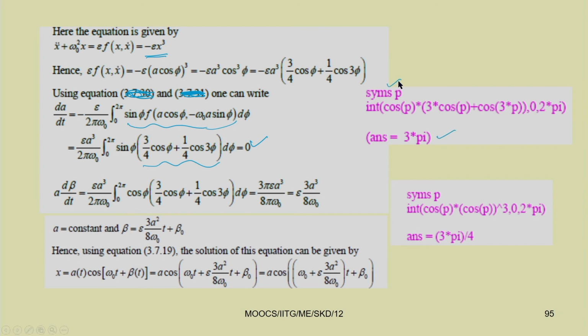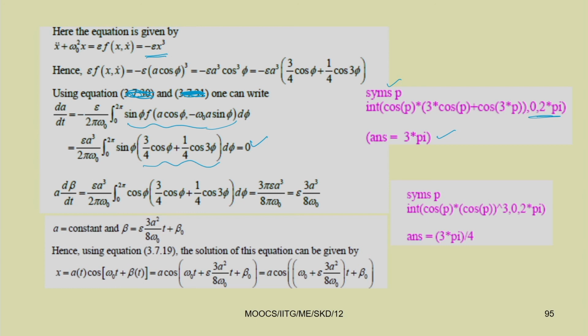If you are writing, simply write SYMP S P for this phi we have written. So, integrate, using the int function, cos phi into 3 cos phi plus cos 3 phi, from 0 to 2 pi. You can easily get this answer to be 3 pi, though you can integrate it manually. You can also use the symbolic software to conveniently integrate this.